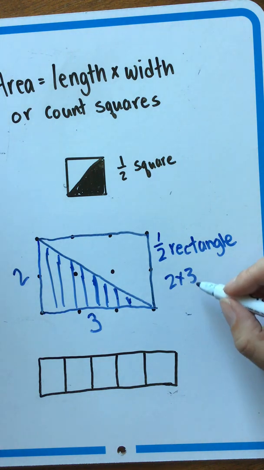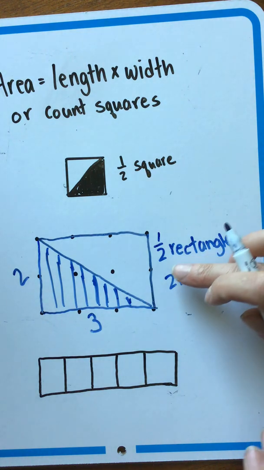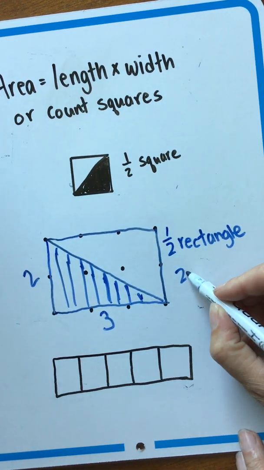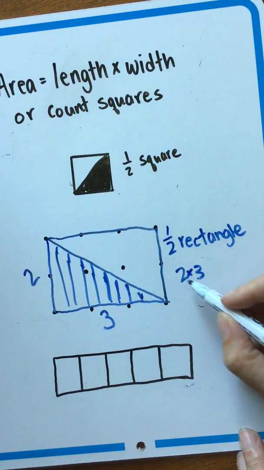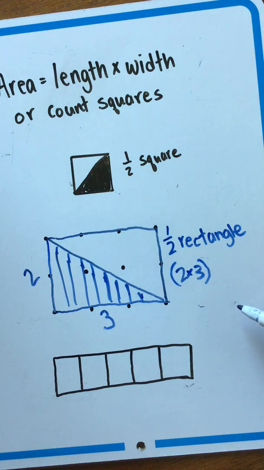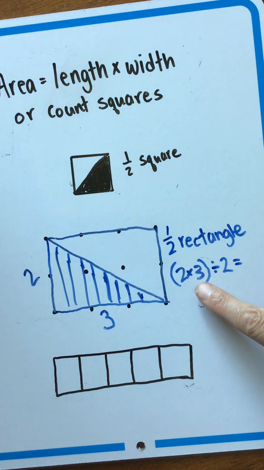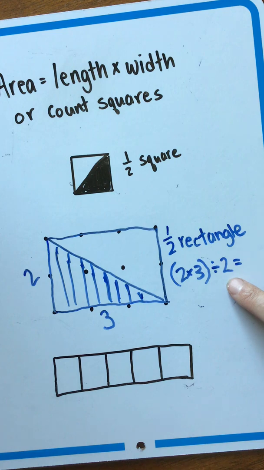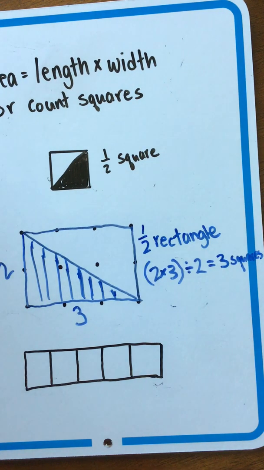So we can show that in math a couple of different ways. Sorry, that looks a bit more like adding, doesn't it? Okay, so I've got 2 times 3, and then I want to divide it by 2. I can group the 2 times the 3 together in brackets, and then use one of these kind of dividing signs to say then I'm going to divide it by 2. Okay, so 2 times 3 is 6. 6 divided by 2 is 3. So the area of this half rectangle would be 3 squares.